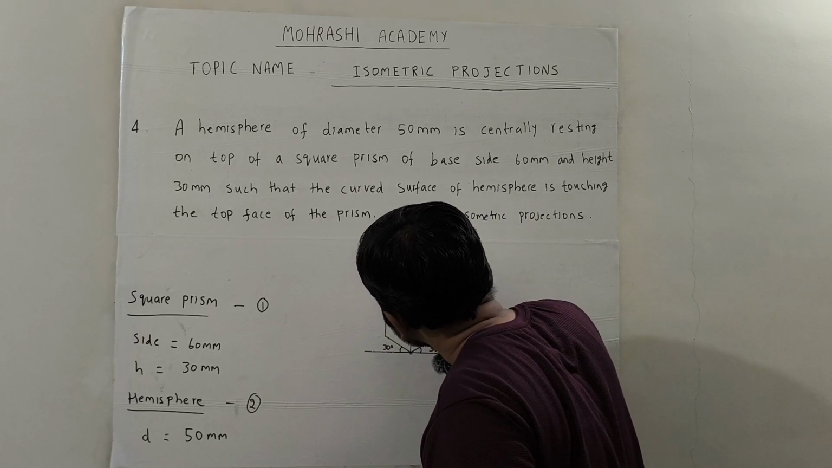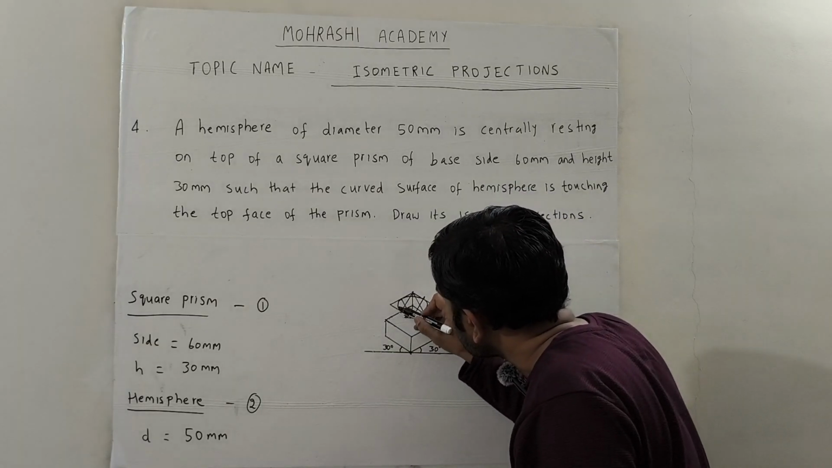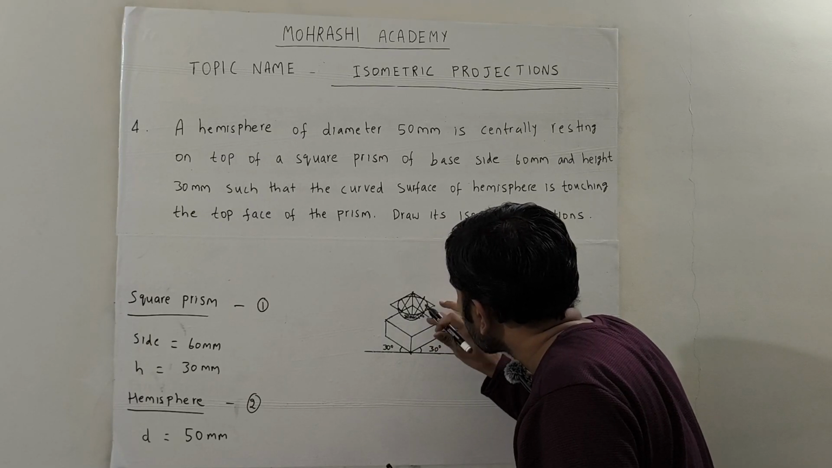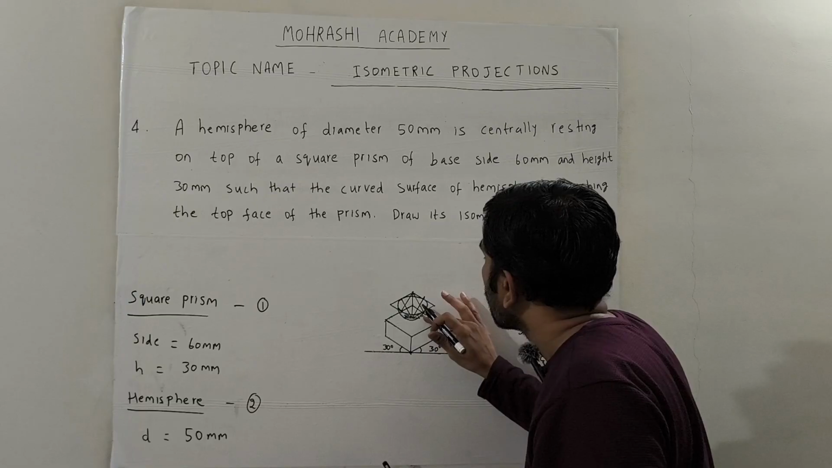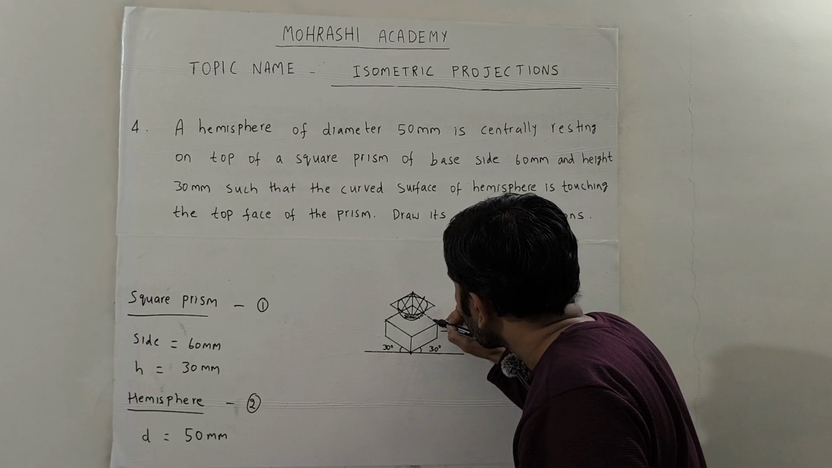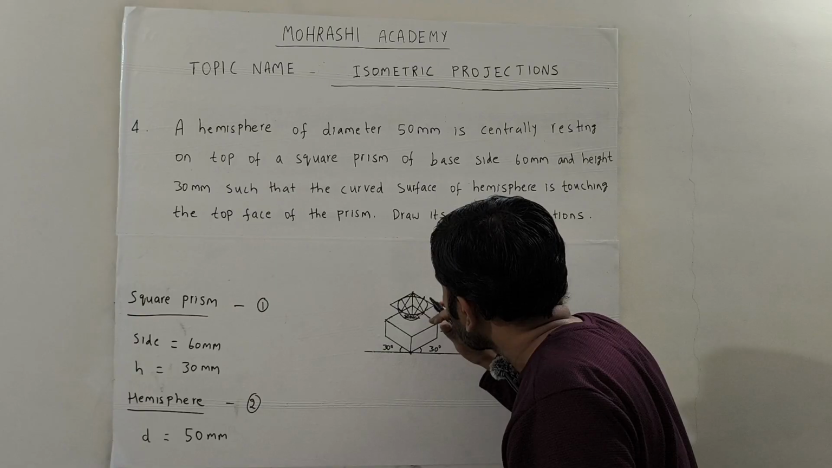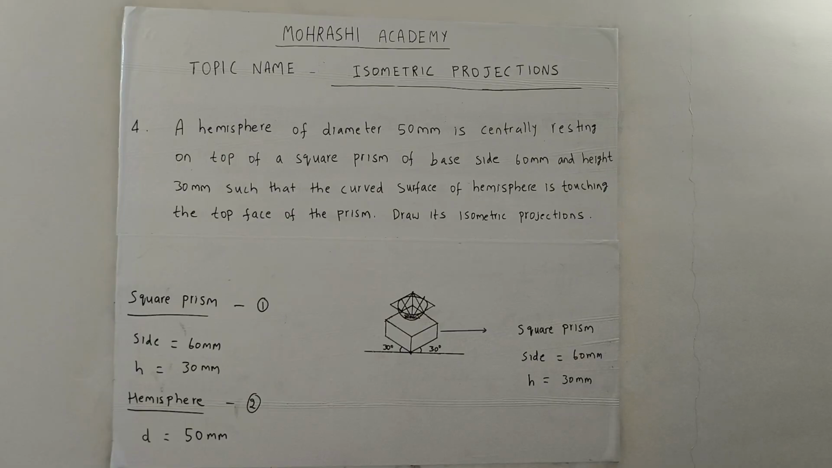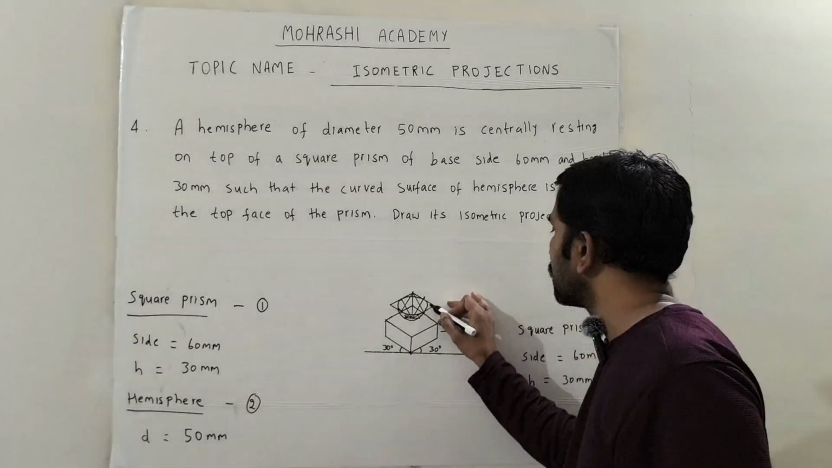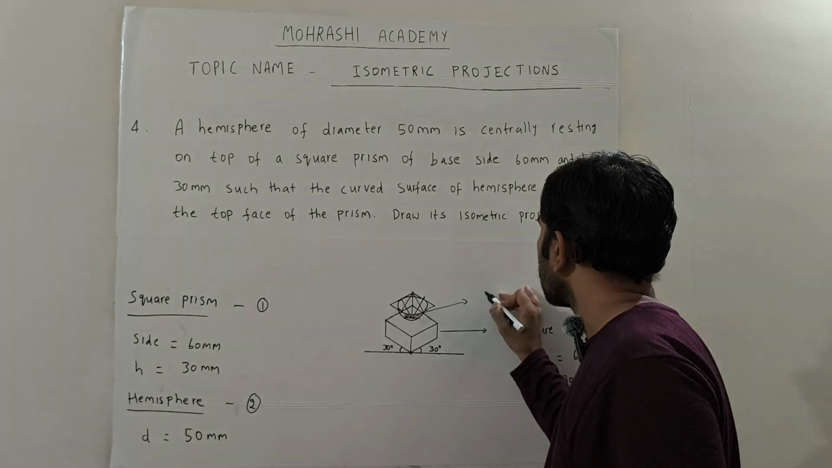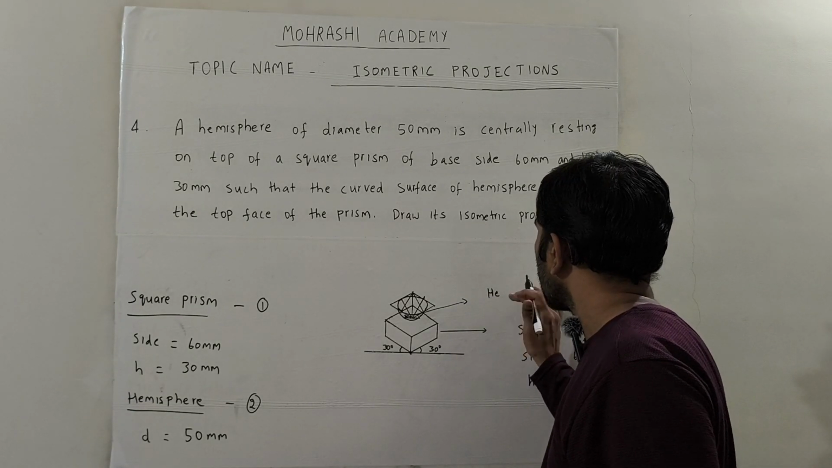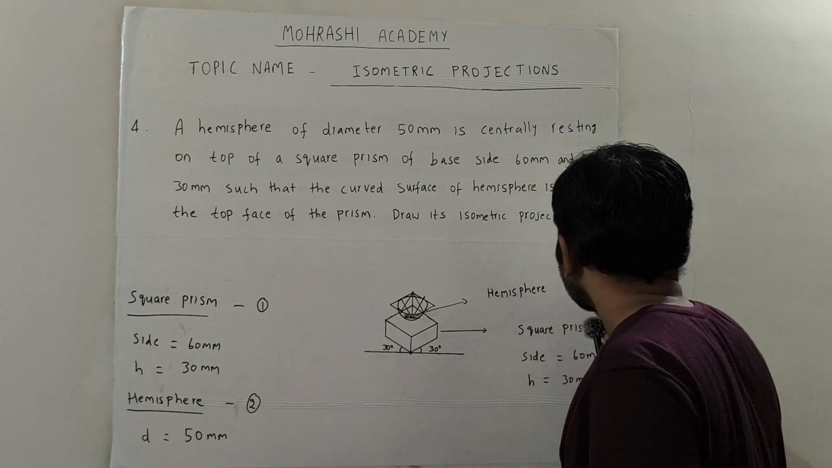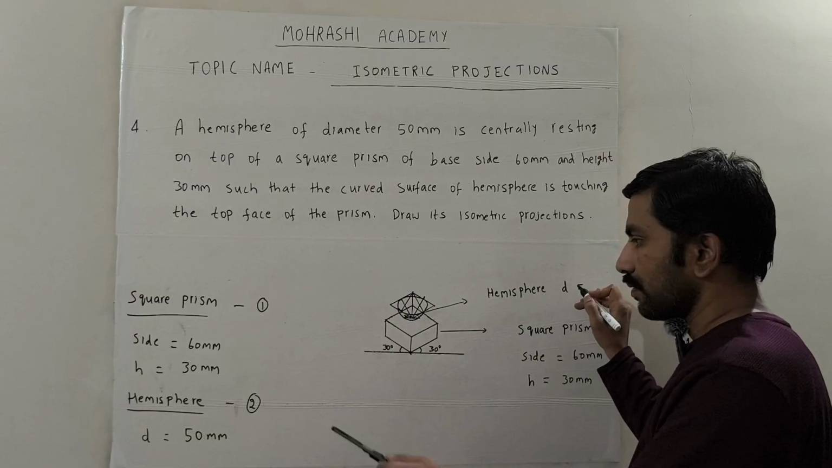Like this I have to complete this one. Again this is the center, this is the radius. I have to complete like this. I have to draw like this. Okay, this completes the hemisphere. Hemisphere of dia 50 mm.